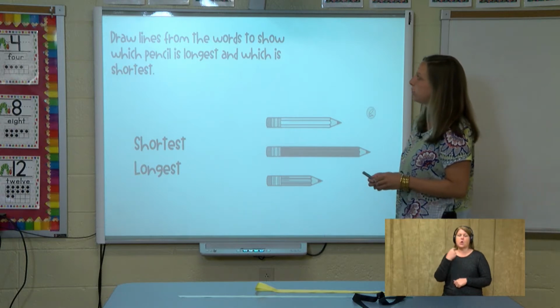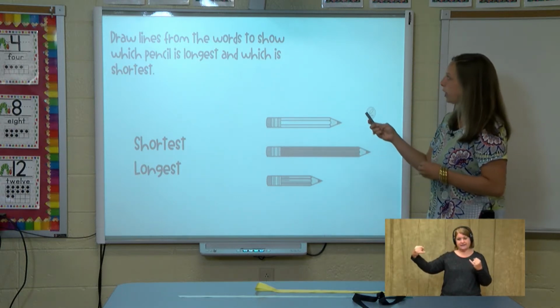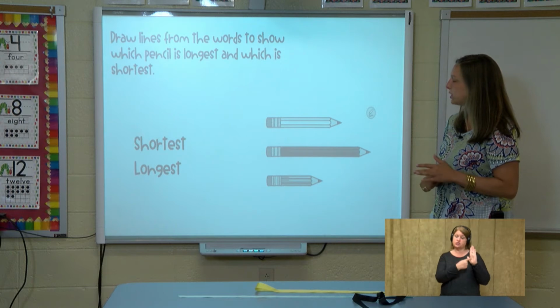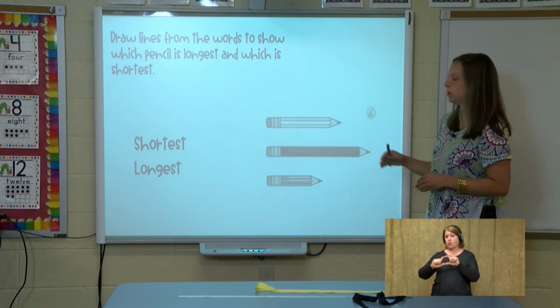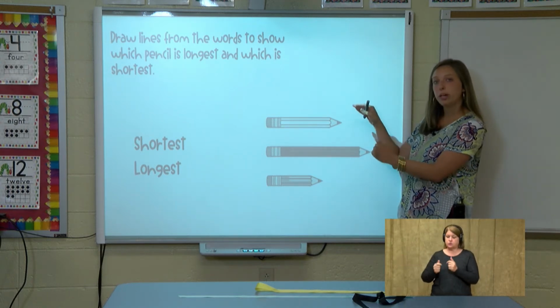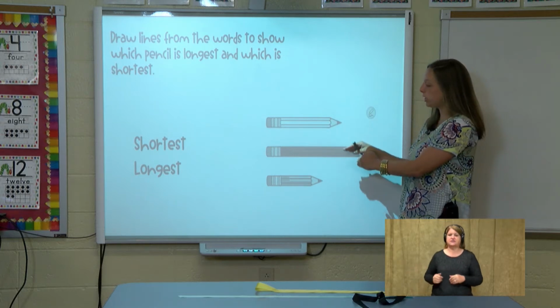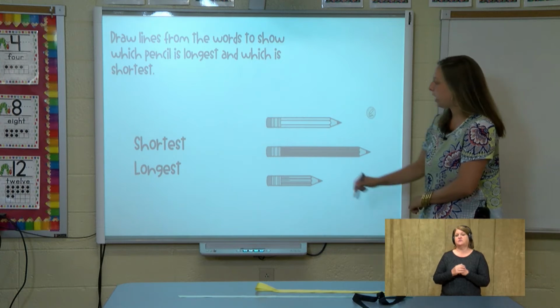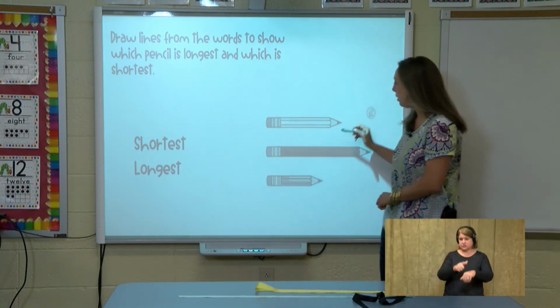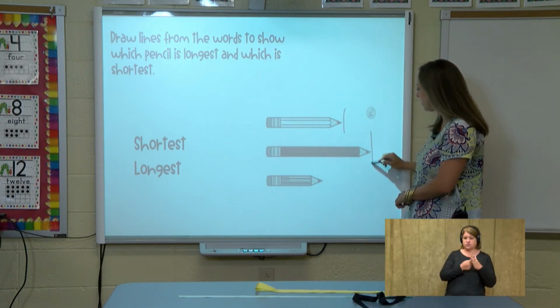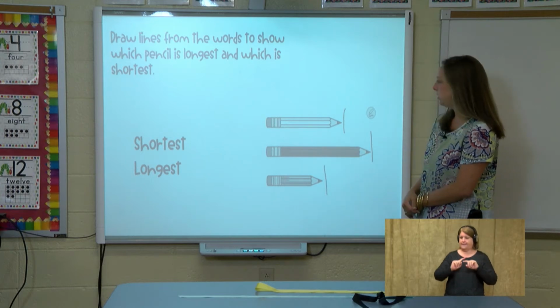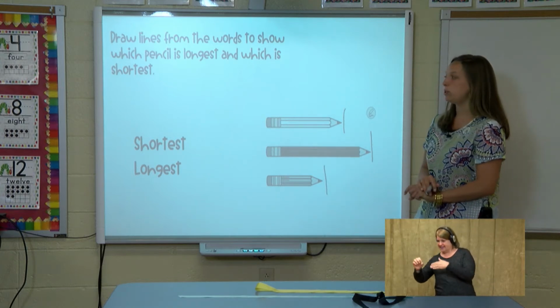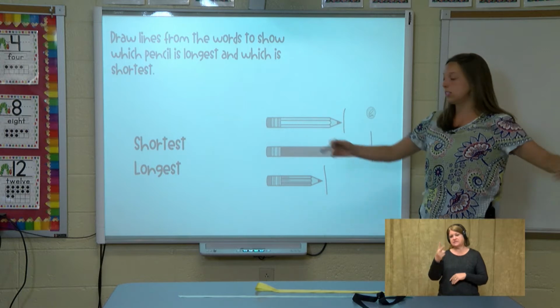We're going to draw a line from the words to show which pencil is the longest and which pencil is the shortest. We're not comparing just 2, we're comparing 3. So we need to look and observe all the lengths of the pencil. They all start at the same point, but they end at different points. All right, we're seeing which one is the longest.